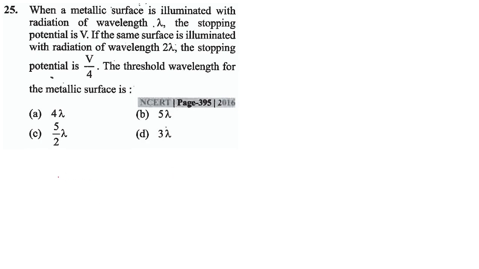So let me write the formula. Einstein's equation, eV0 is equal to h mu minus phi 0, correct? So in the first case, the stopping potential is given as V. Understood? And you know that mu is not mentioned in the question, only wavelength is mentioned, and they also mention the cutoff frequency, the threshold wavelength.